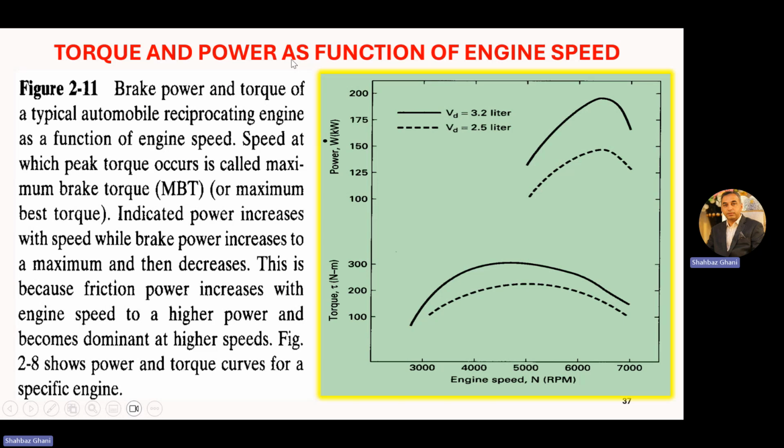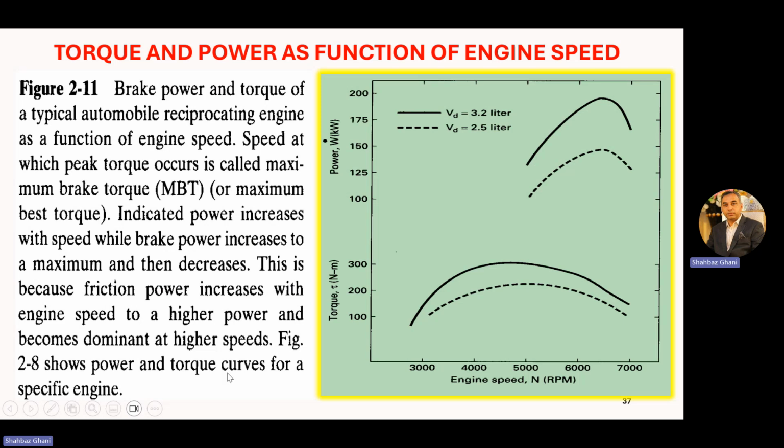Now, torque and power as a function of engine speed. Brake power and torque of a typical automobile reciprocating engine as a function of engine speed. The speed at which the peak torque occurs is called maximum brake torque. Indicated power increases with speed while brake power increases to a maximum and then decreases. This is because friction power increases with engine speed and becomes dominant at higher speed. The more the speed, the more the friction losses.